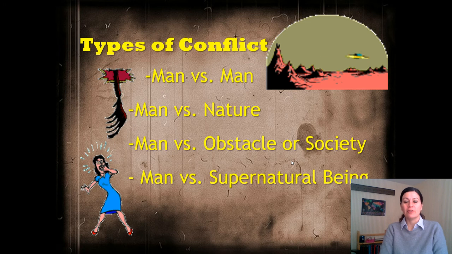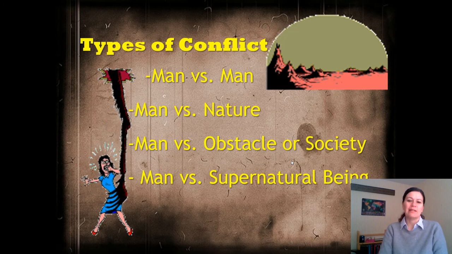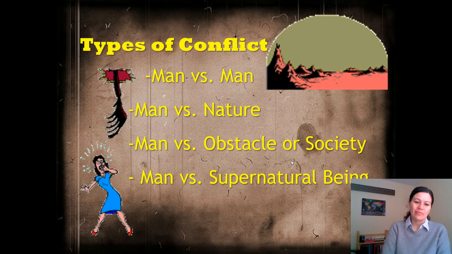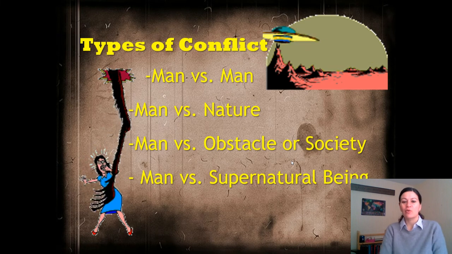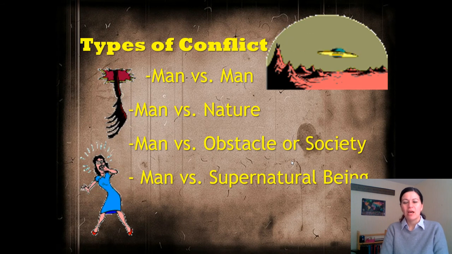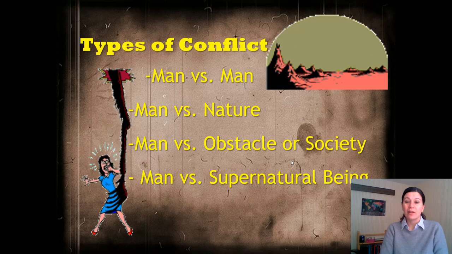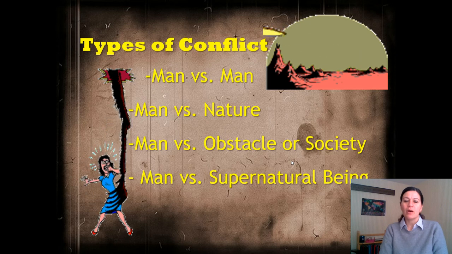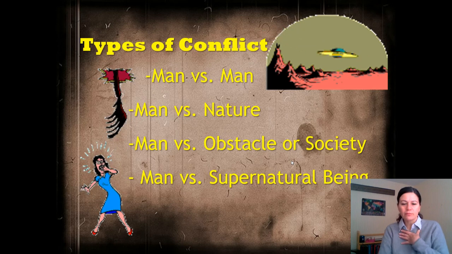Man versus supernatural being would be any type of alien or some kind of monster that you are up against. You also can do man versus technology, which would be losing things to a technological device, and these are all considered external conflicts. Internal would be within yourself.